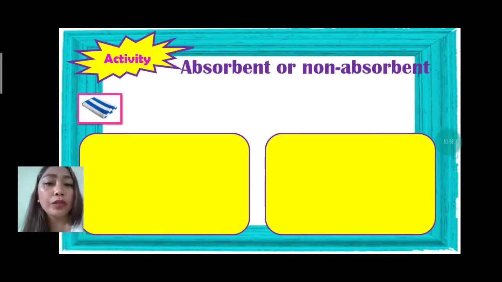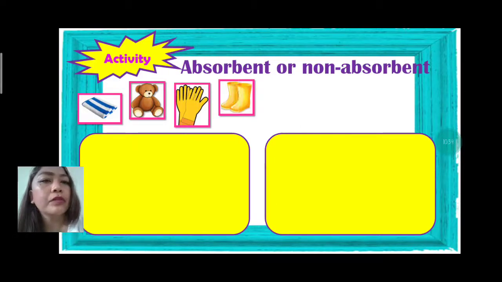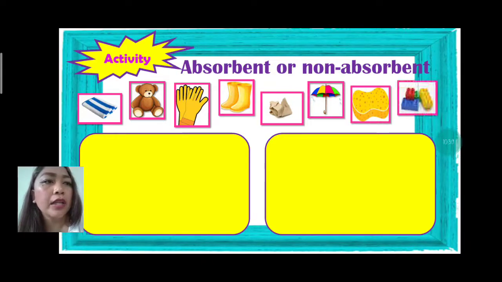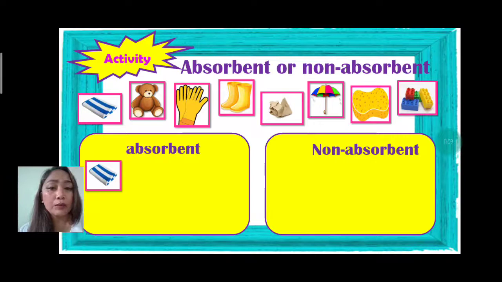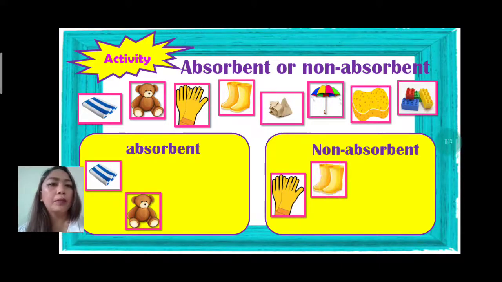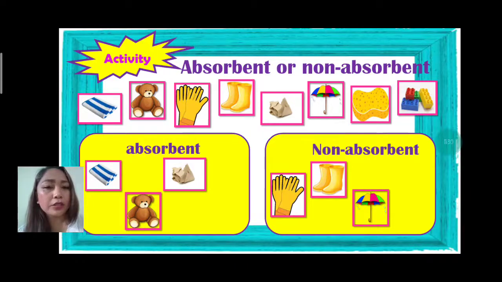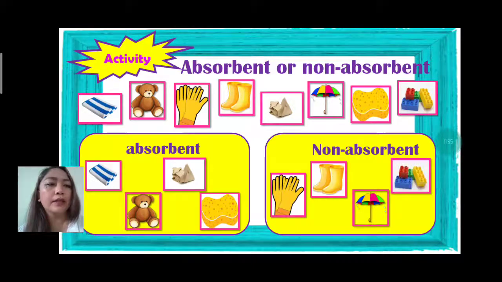Absorbent or non-absorbent. Our vocabulary are towel, teddy bear, rubber gloves, rubber boots, crumpled paper, umbrella, sponge, and blocks. You are going to sort the materials into absorbent and non-absorbent. The first vocabulary is towel. Is it absorbent or non-absorbent? Good job. Absorbent. How about a teddy bear? Good job. Absorbent. Rubber gloves. Non-absorbent. Rubber boots. Non-absorbent. Crumpled paper. Absorbent. Umbrella. Non-absorbent. Sponge. Absorbent. Block. Non-absorbent. Great job.